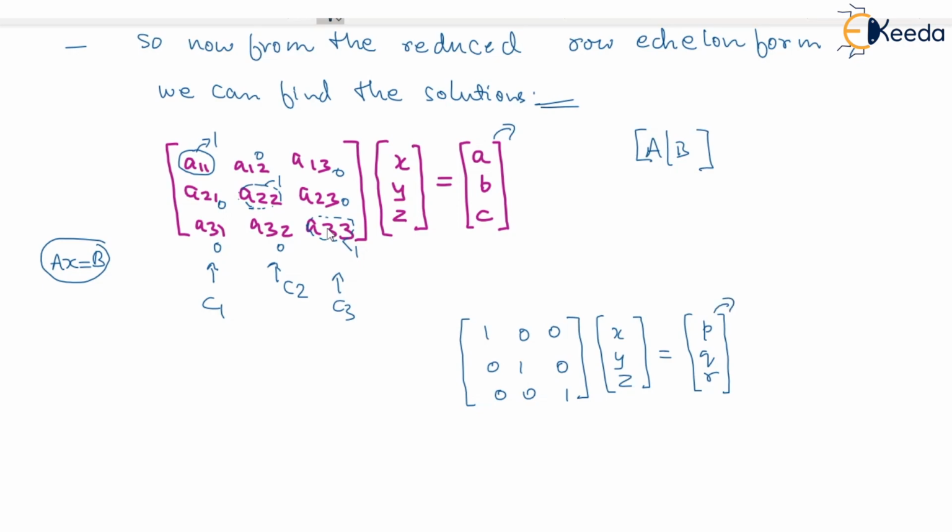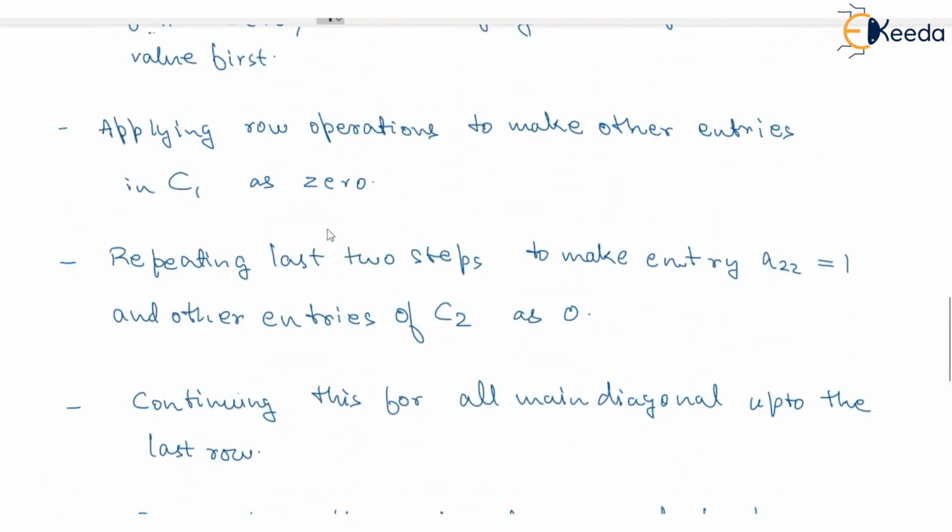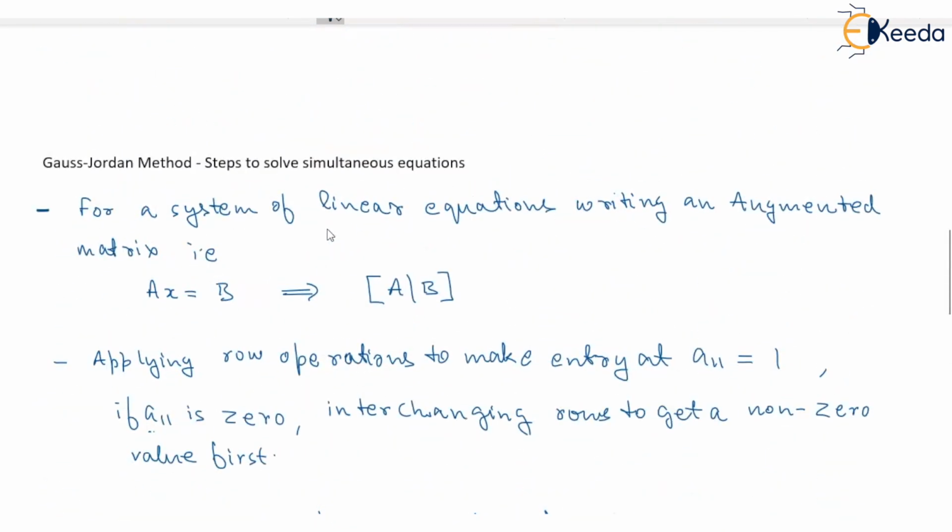So that will conclude that X is going to be P, Y is going to be Q, and Z is going to be R. And in case we get any row entirely 0, in that case there will be inconsistency and there won't be any solution. So that will be all about the steps of solving simultaneous equations using the Gauss-Jordan method.